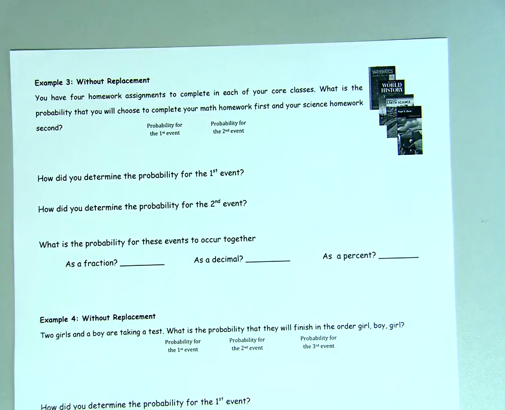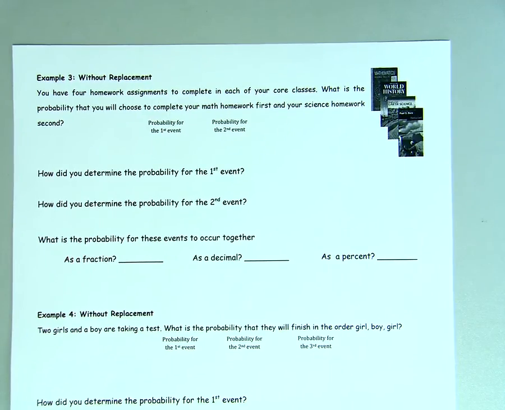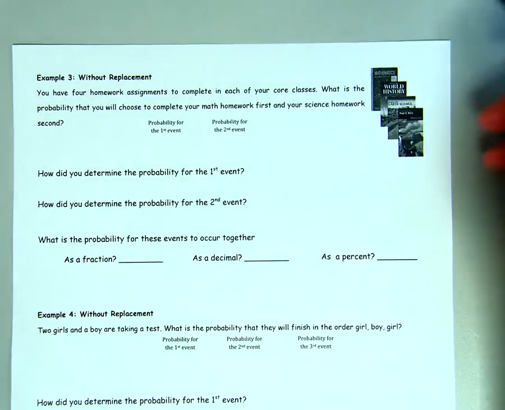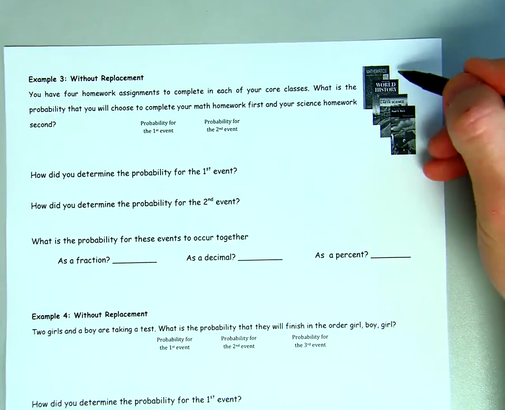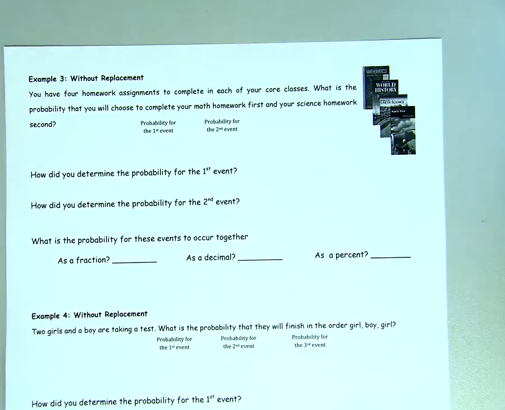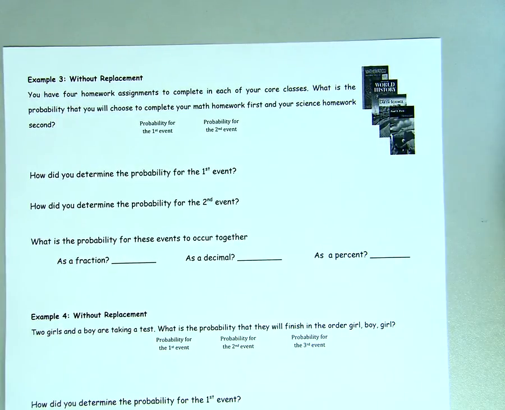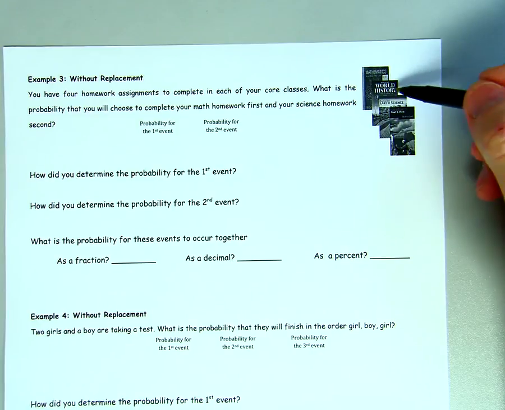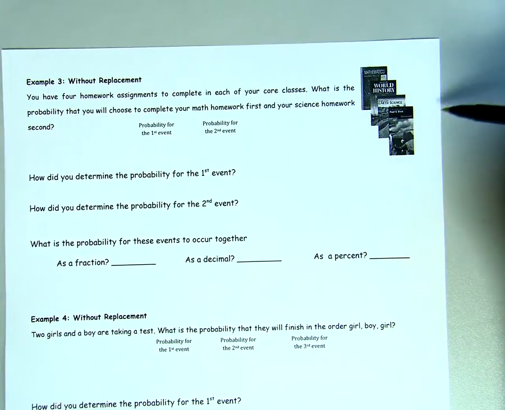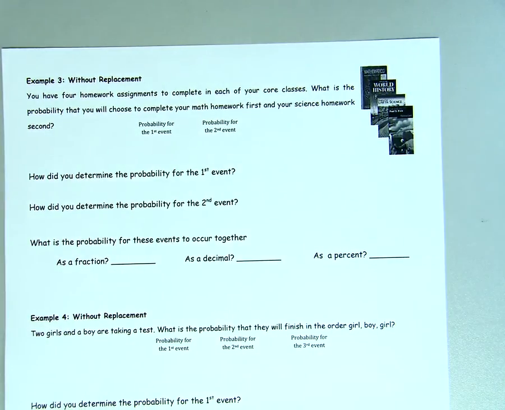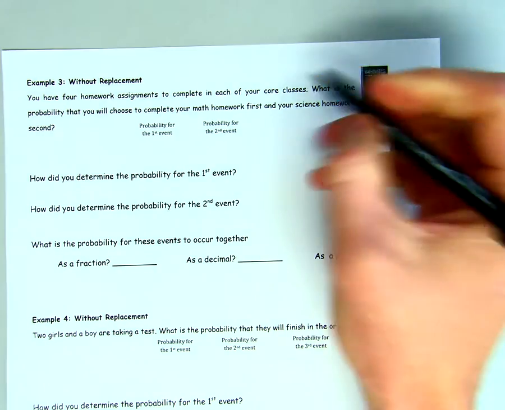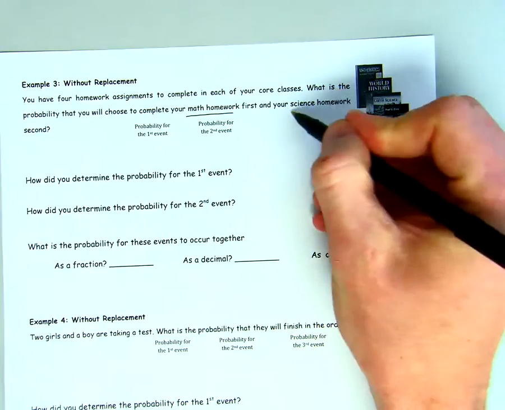We have 4 homework assignments to complete in each of our core classes. What is the probability you would choose to complete your math homework first and your science homework second? Okay, so if we think about our problem here, we have 4 different options here. All right, we have our math, world history would be our social studies, or science would be science, and then we have our language arts we can go ahead and do. But it's asking me what if I did my math homework first and then my science homework.